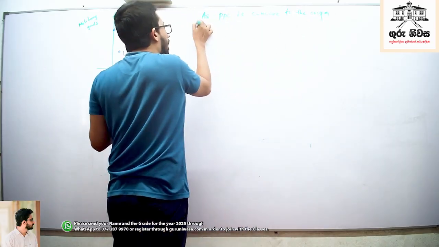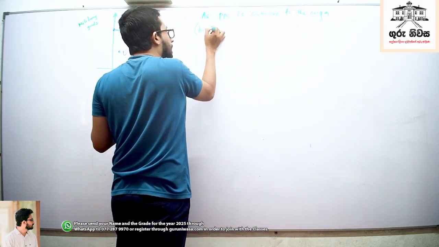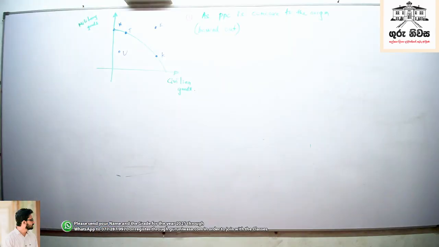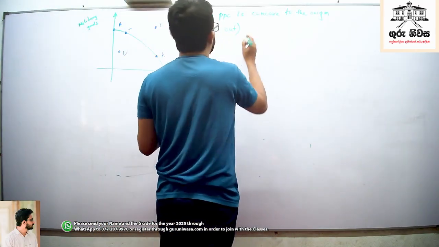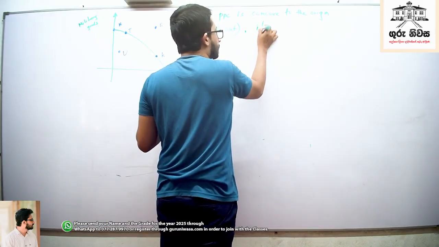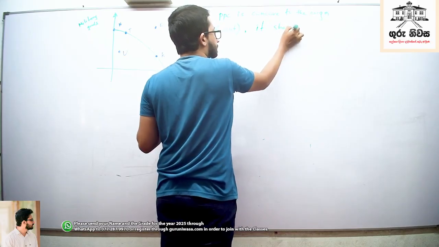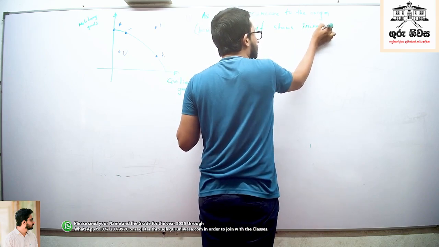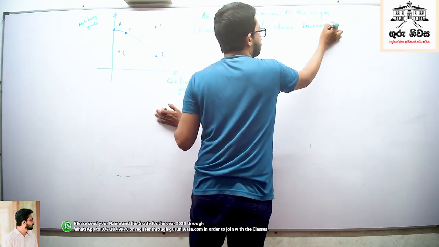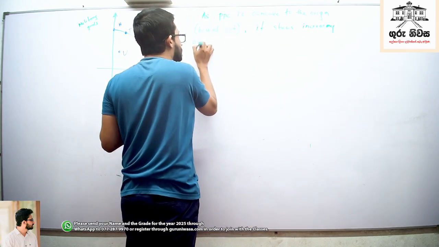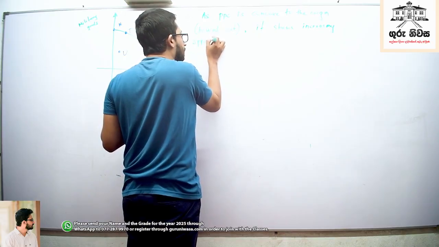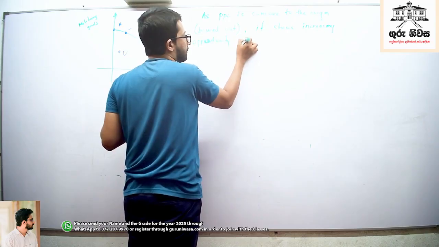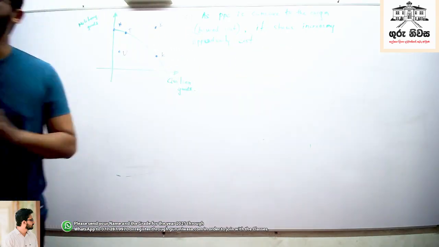This is called bowed out. Right? PPC curve is concave to origin. It shows or exhibits increase in opportunity cost. That's enough. 2 marks given.